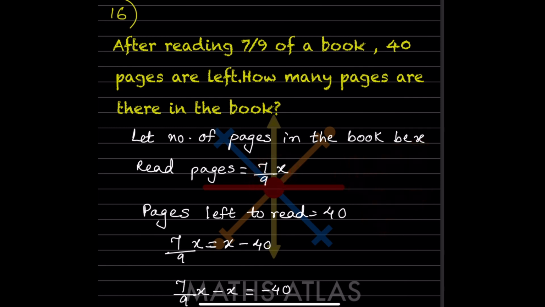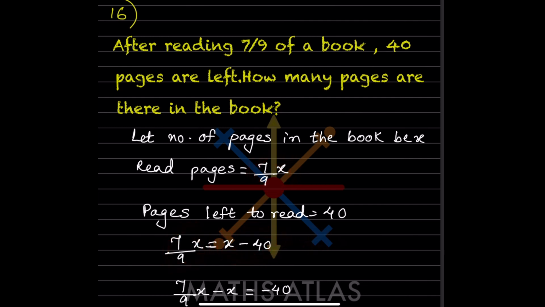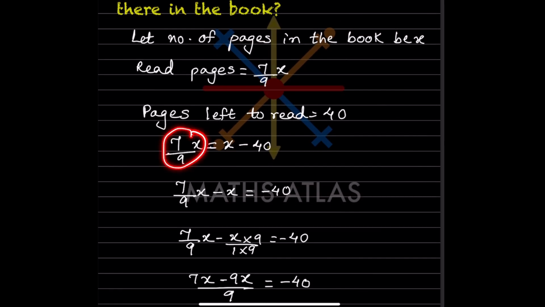Pages left, how many are there? 40 pages are left. So here we'll write 40. So now what will you do? Read pages are here 7 by 9 x, and this will be from total pages; 40 are left. So you can write here x minus 40. This is the important step over here. So now you will take x on this side, that will be minus x is minus 40.